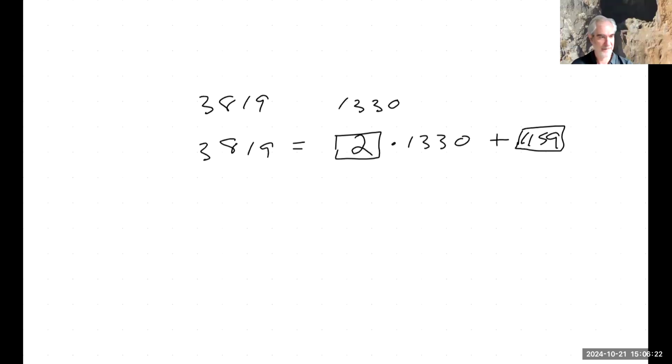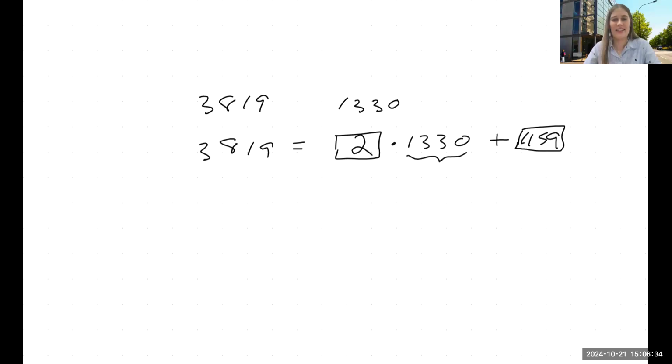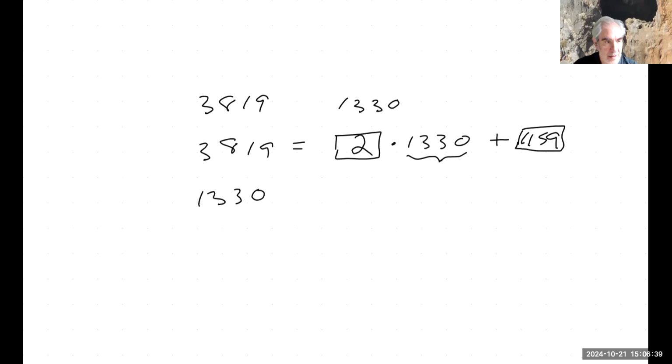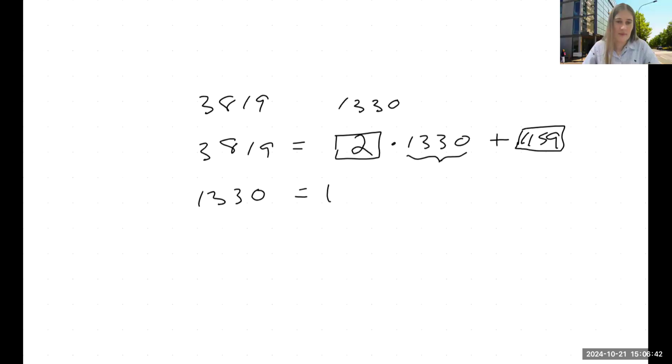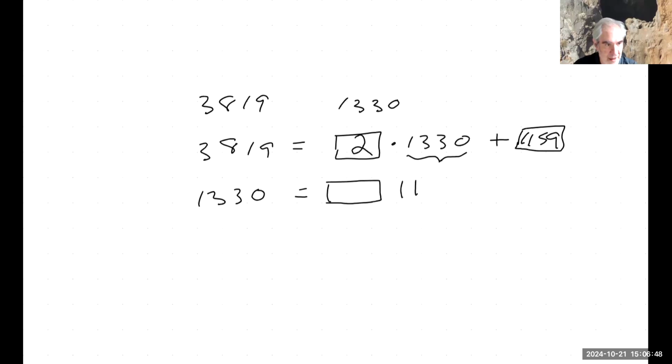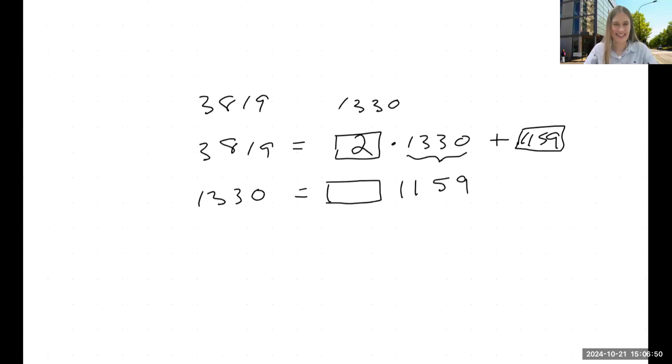Now we're going to take the last two numbers that we've got, which is 1330 and 1159. So this one right here, and we do the same thing, right? Yes. So 1330 equals something times 1159, plus some kind of remainder. I'll write it a little bit better now. Look at that, confidence. If I can keep it up. I could put at least 3 digits in there.